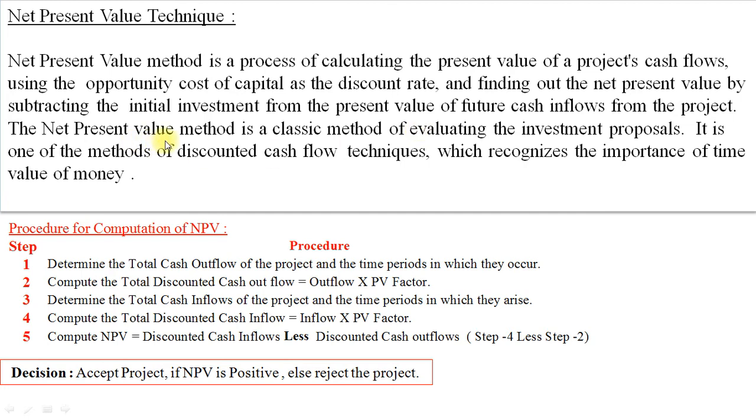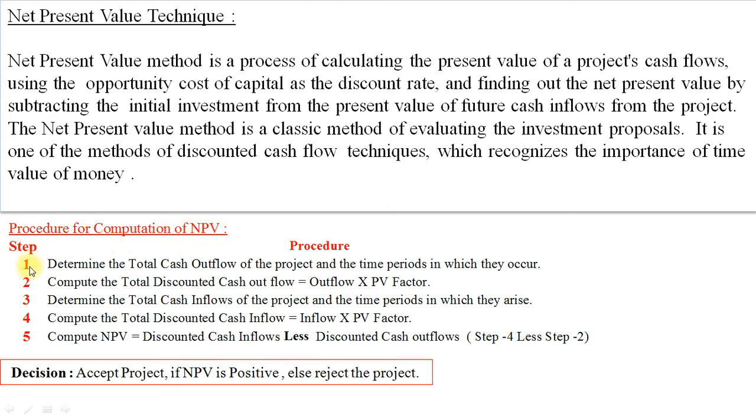The net present value method is a classic method of evaluating investment proposals. It is one of the discounted cash flow techniques, which recognizes the importance of the time value of money. Now, here is the procedure for computation of net present value.